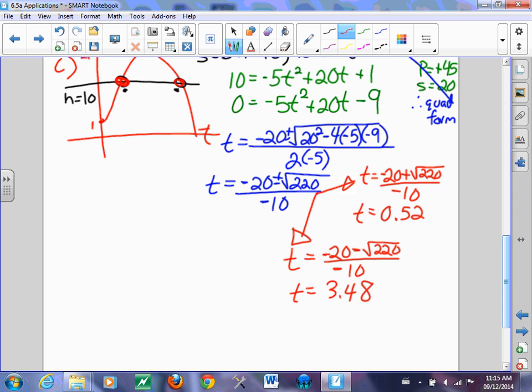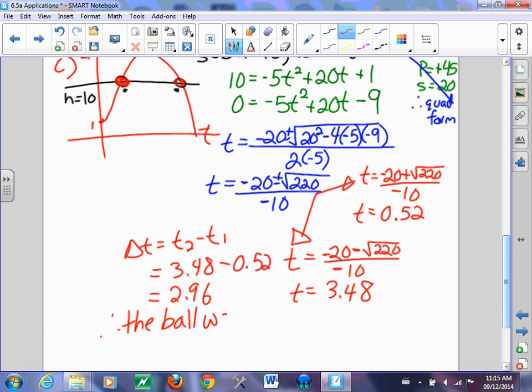Remember, those are the 2 times that the ball hits 10 meters on our graph. We want to know for how long it was above it. So delta t equals t2 minus t1. That's our second time, 3.48, minus our first time, 0.52. Plug that in your calculator and you're going to get 2.96. Therefore, the ball was at or above 10 meters for 2.96 seconds.